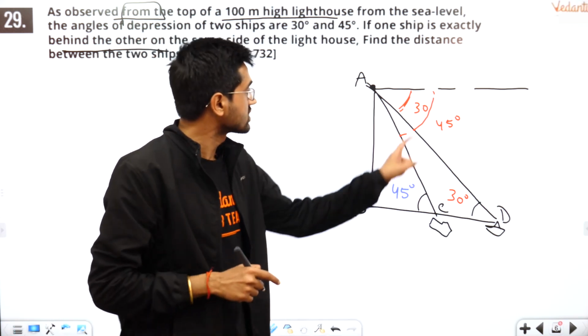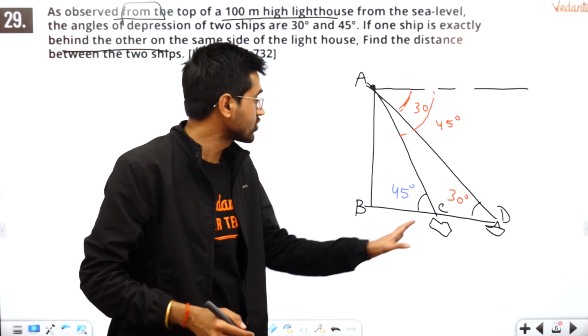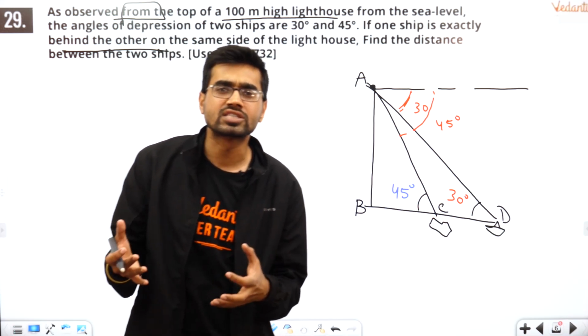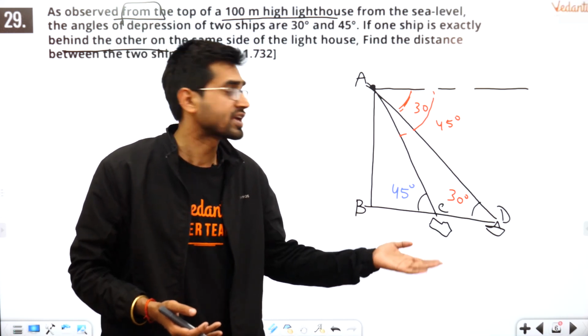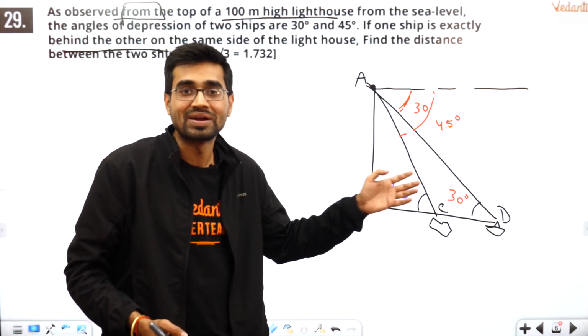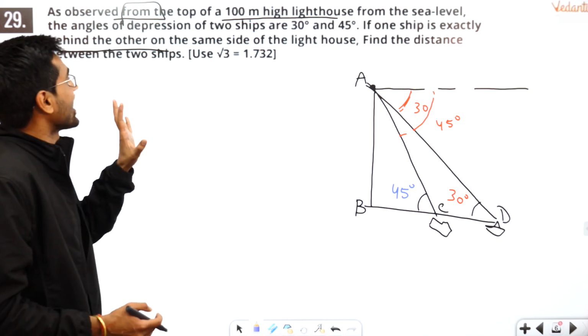I hope you understood that. 30 and 45. Obviously when you go closer, the angles will increase. These are all tricks to get the diagram easily and correctly. Do not apply 30, 45 here. How can 45 look less than 30? It's not possible. So try to apply that.